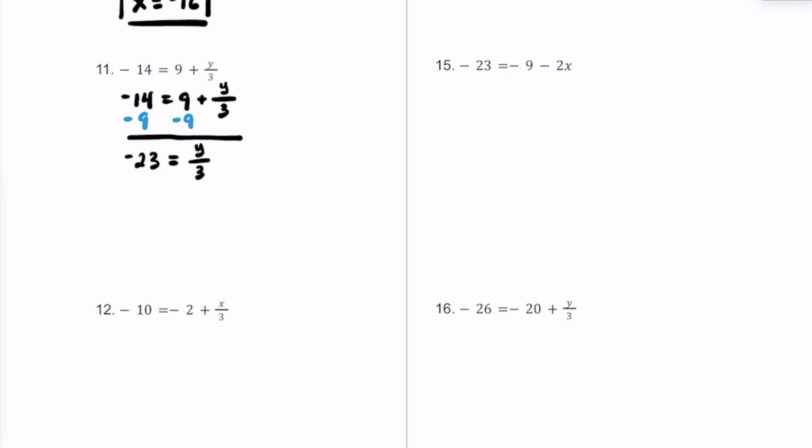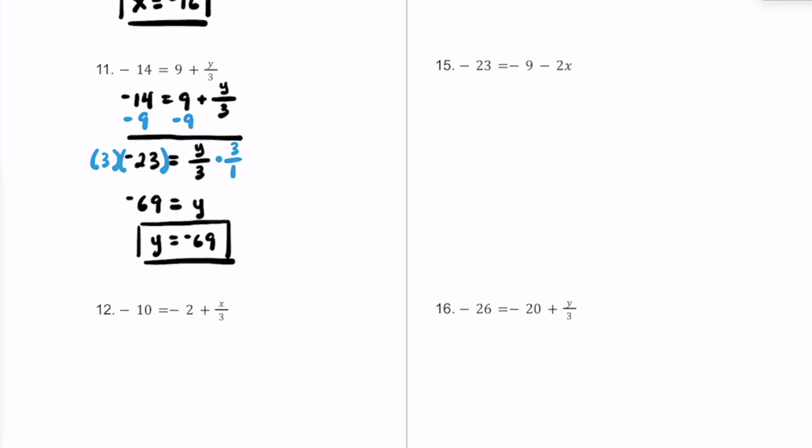Now, we want y alone. We don't want that divided by 3. So the inverse of dividing by 3 is going to be multiplying by 3. So let's go ahead and multiply the left side by 3 and the right side by 3. Now on the left side, 3 times negative 23 is going to be equal to negative 69. And on the right side of the equation, these 3's are going to cross cancel. Because 3 over 3 is just 1, or 1y, I'm just going to write y though. So our final answer here is y is equal to negative 69.